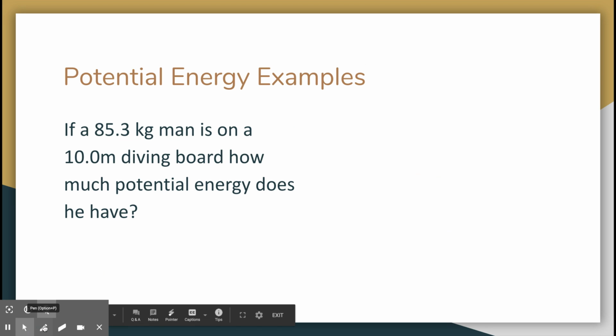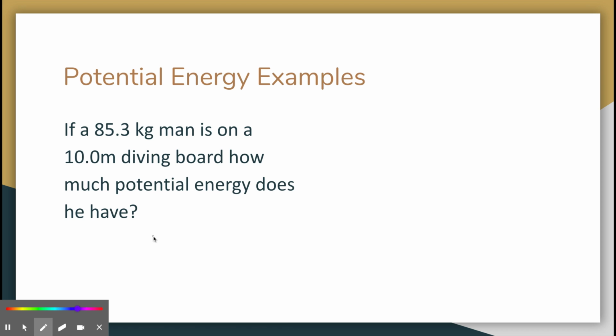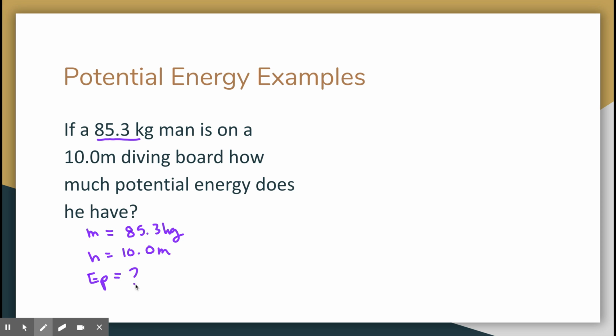My last example for potential energy. If an 85.3 kilogram man is on a 10-meter diving board, how much potential energy does he have? Okay, mass is 85.3. Height is 10.0 meters. And you're looking for potential energy. So I'm going to pause, let you try this one, pick an answer, and then you can press play to see how you did.